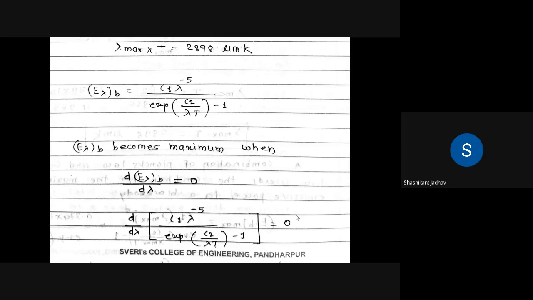ज्यावेळेला व्हेरिएबल न्यूमरेटर आणि डिनॉमिनेटरला असणार आहे त्यावेळेला आपण काय करणार आहे, डिवायडेशनचा लॉ यूज करणार आहे. आणि व्हॉट इज दॅट लॉ? That is denominator into derivative of numerator minus numerator into derivative of denominator divided by denominator square, and we have to equate that value to 0. Okay, so what is the value of denominator? That is exponential of C2 by lambda T minus 1 into derivative of numerator. Numerator चं derivative काय असणार आहे?